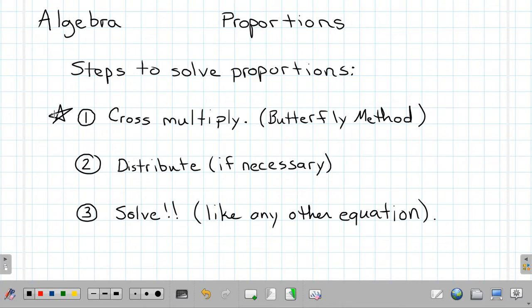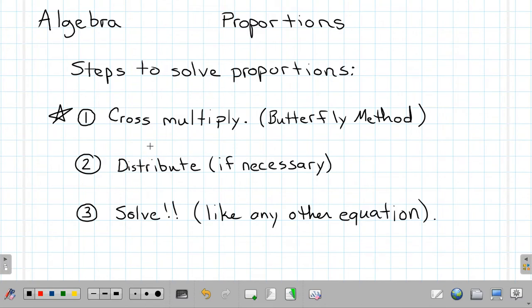Hopefully many of you are familiar with the idea of cross multiplication. Sometimes teachers refer to it as the butterfly or the butterfly method. If you're not really sure what that means, we're definitely going to see it when we jump into the examples, because in every single one of these questions you have to cross multiply. Now, the second thing that you have to do, and notice it says if necessary, so not every question requires you to do this.